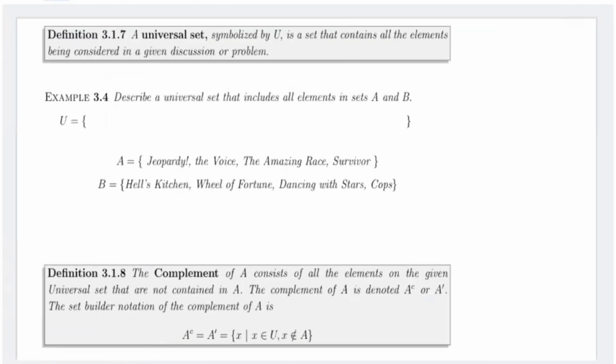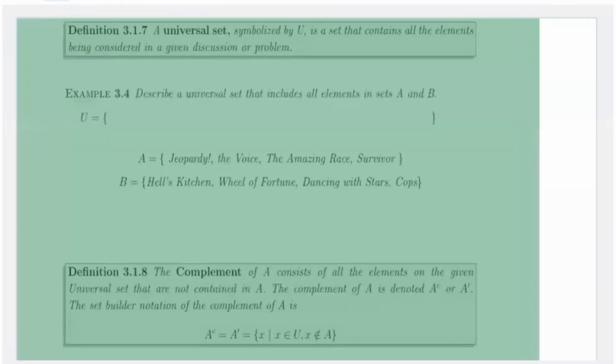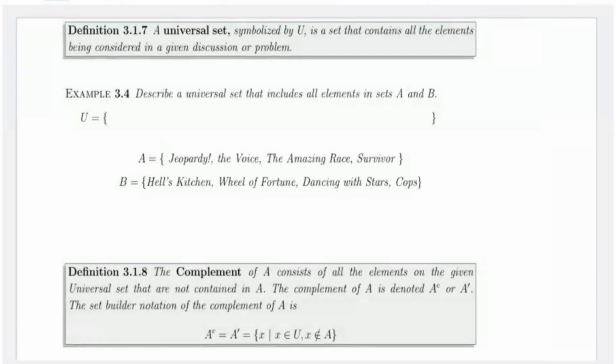Next one is called the universal set. The universal set is denoted as capital U. That U contains all the elements in the problem. So let's have an example. What does that mean, universal set? Describe the universal set: it indicates all the elements of the sets.